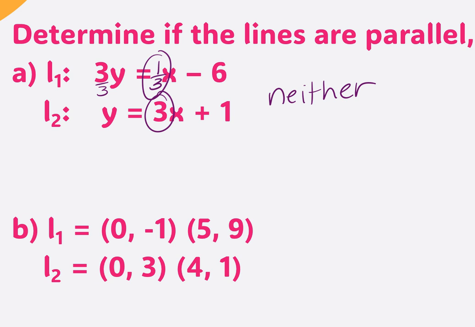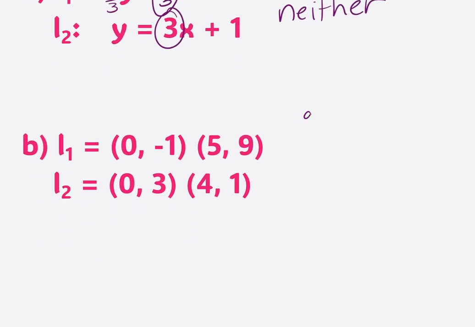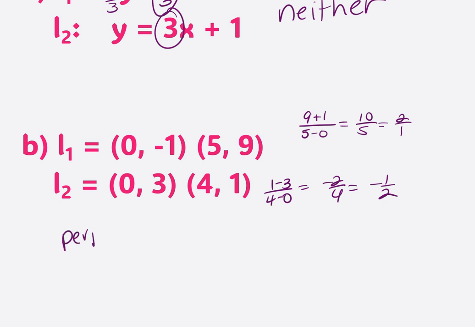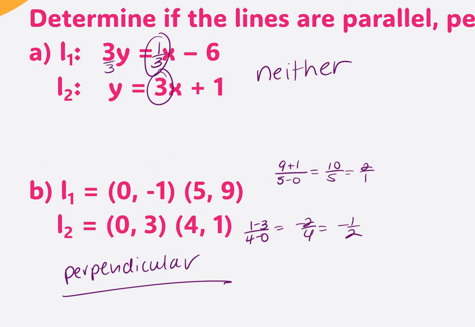And in B, if I found the slope, 9 minus a negative 1 over 5 minus 0, I get 10/5 or 2 over 1. And then 1 minus 3 over 4 minus 0, and I get negative 2/4, which is negative 1/2. So what's true about these lines? They're perpendicular. Yep. Would the first one be perpendicular if the 3 was negative? Yes. Yep.